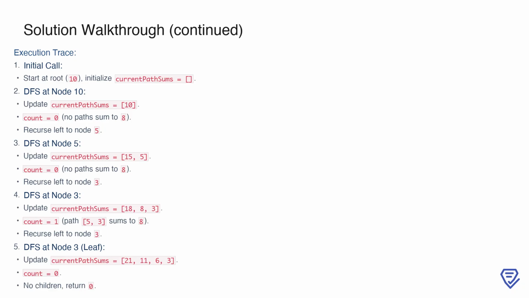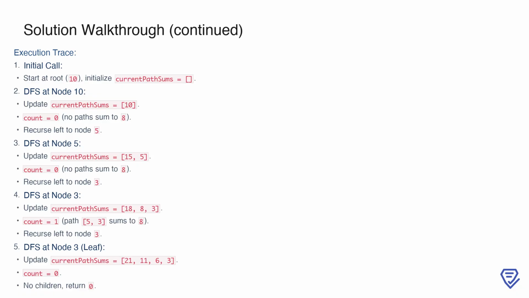We start our solution with a depth-first traversal of the tree, beginning at the root node 10. Here, the current path sums list, which tracks the sums of all ongoing paths, is initialized as empty. At node 10, we update the list to include the current node value, making it [10]. Since no path currently sums to 8, the count remains 0. Moving to the left child, node 5, we add its value to all ongoing path sums and start a new path with only 5, resulting in current path sums equals [15, 5]. Again, no matches for 8, so the count remains 0.